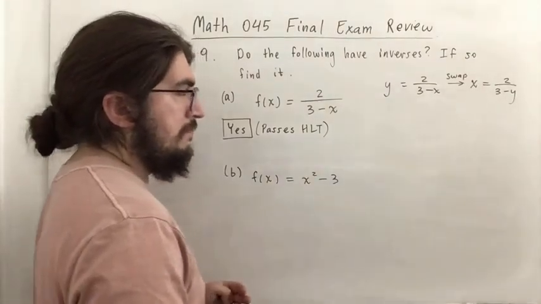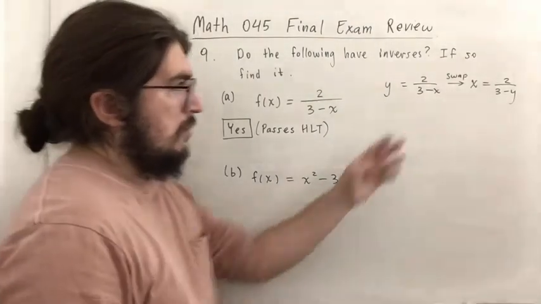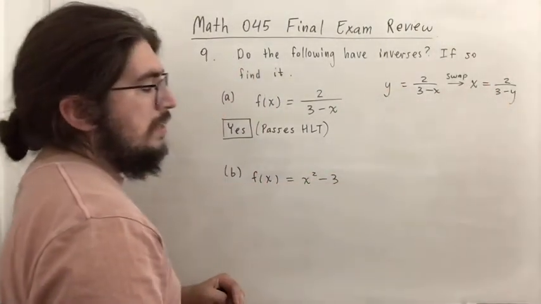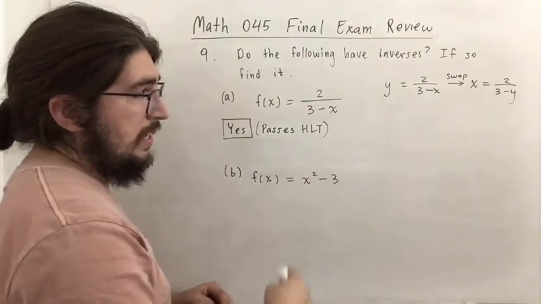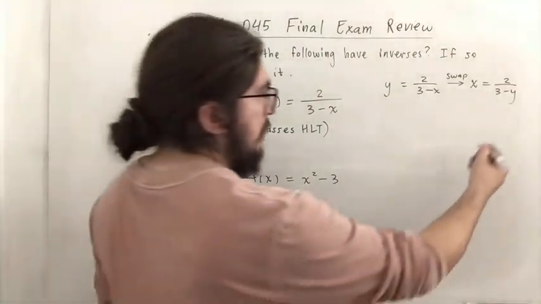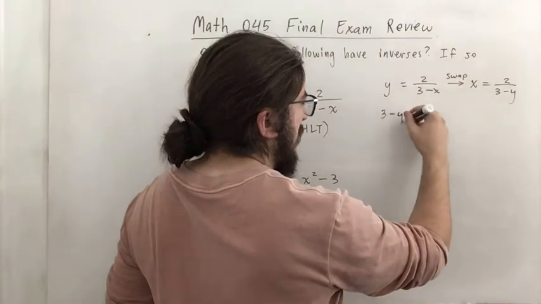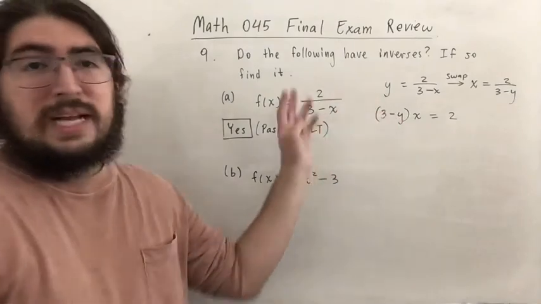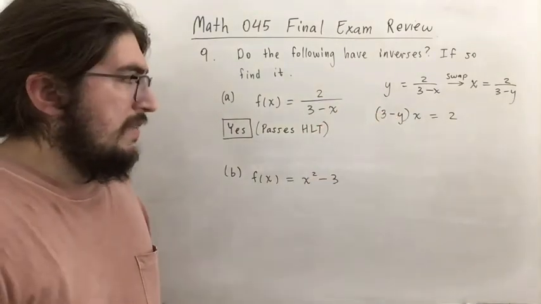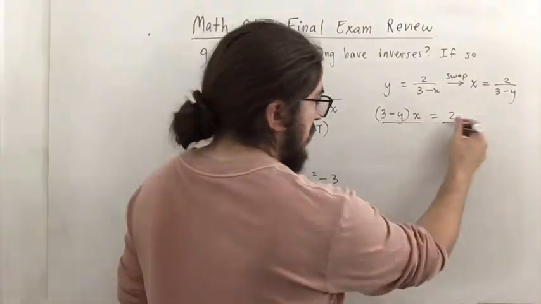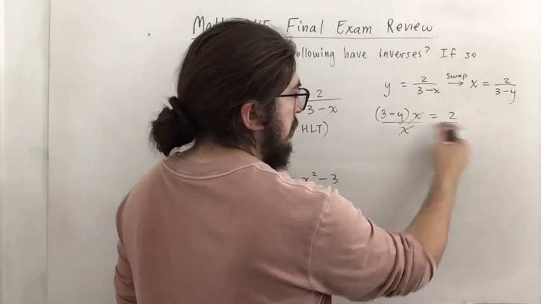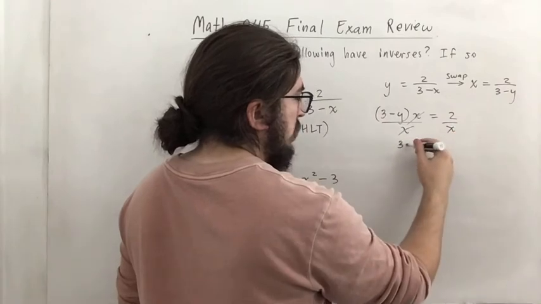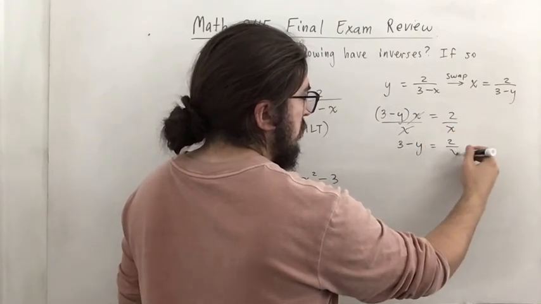In fact, there's a lot of ways you can do it. You can cross multiply and then divide by x, or you can just swap these. Or you can flip both sides even and then multiply by 2. But I'll multiply both sides by 3 minus y. So 3 minus y times the quantity x is equal to 2. You could distribute the x if you want and then subtract 3x and divide by negative x, but actually dividing by x works. So we get 3 minus y is equal to 2 over x.